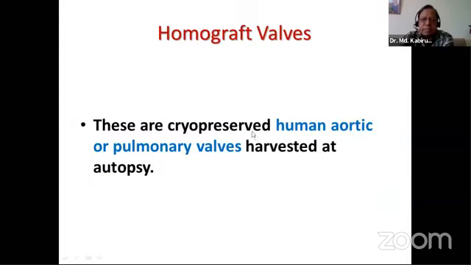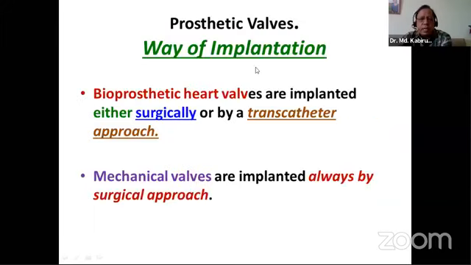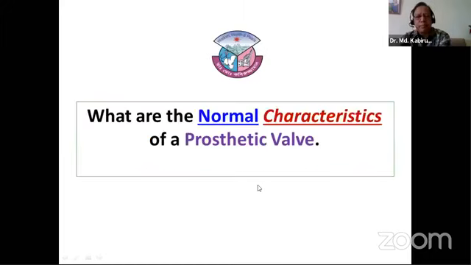Homografts are cryopreserved human aortic or pulmonary valves harvested at autopsy. Now, the way of implantation of the prosthetic valve: bioprosthetic heart valves are implanted either surgically or by a transcatheter approach, but mechanical valves are always implanted by a surgical approach.